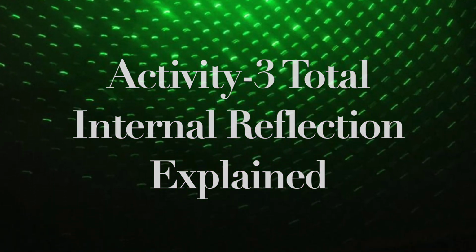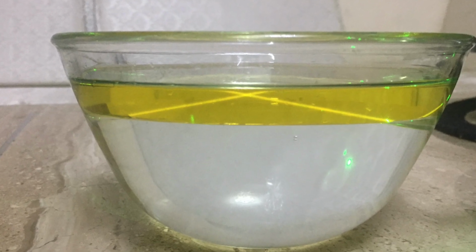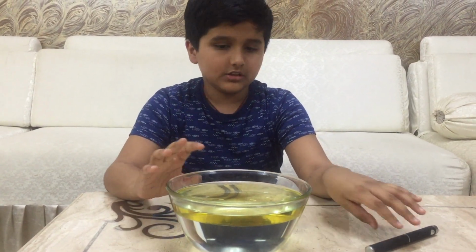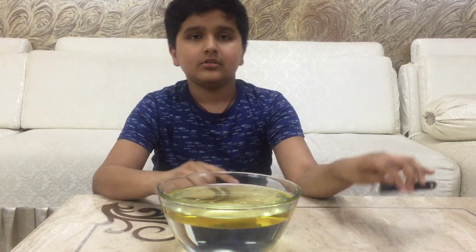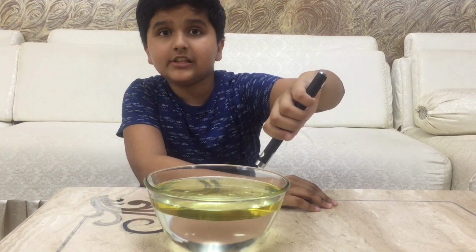Now we will have a glance at what total internal reflection is. When the light strikes at the boundary and reflects back in the same medium and propagates, it is known as total internal reflection. Now I will show what total internal reflection is with the help of a bowl in which I have poured two liquids, vegetable oil and water.